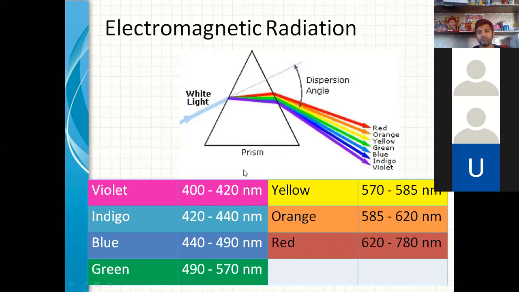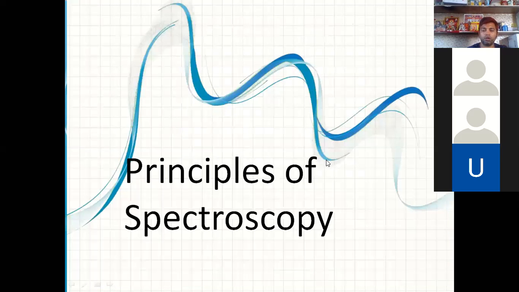Okay, this range will not be asked, but the range of UV and the range of the visible spectrum may be asked. Similarly, the IR spectrum range they may ask. But we should know this. Now we'll discuss the principles of spectroscopy.